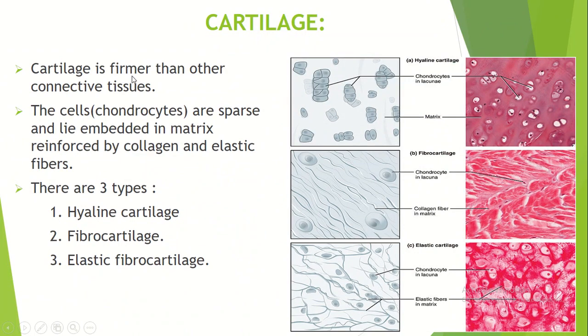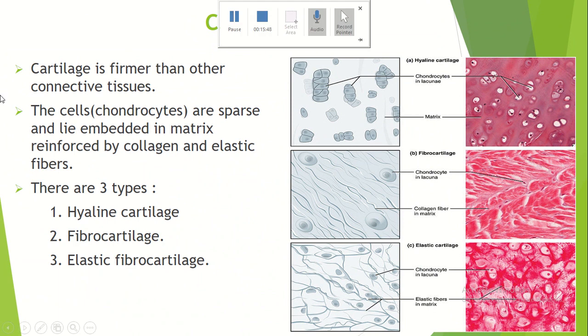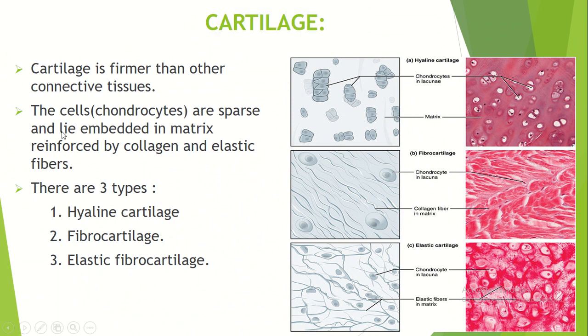Cartilage is firmer than the other connective tissue. It is very firm. Firm in the sense it is hard but not too hard. The cells, that is the chondrocytes, are sparse and lie embedded in the matrix, reinforced by collagen and the elastic fibers. The cells mainly placed there are called the chondrocytes, embedded in the matrix of the elastic fibers. So three types are hyaline, fibro and the elastic.